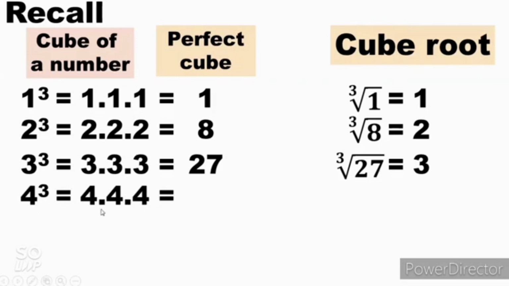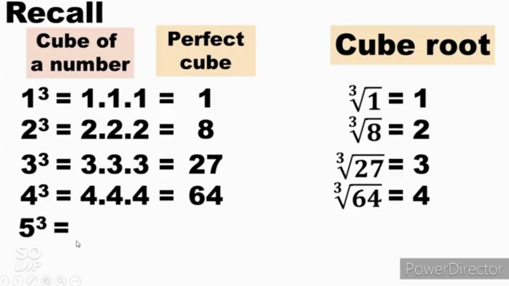Next, 4 cube, 4 times 4 times 4. Then it is equal to 64. Sa exponential form ng 64, we have 4 cube. Okay, to find the cube root of 64, it is equal to 4.